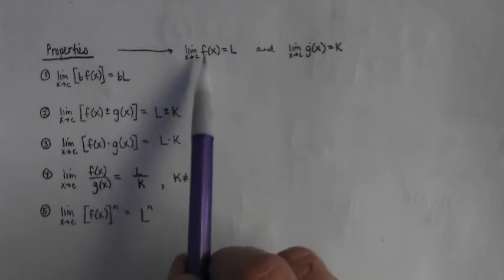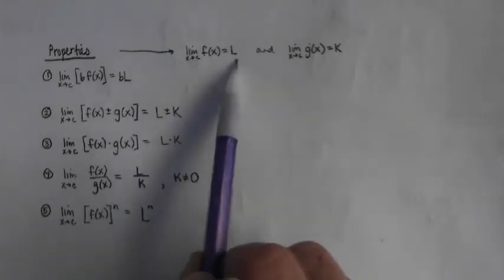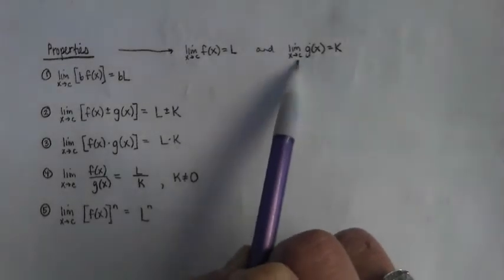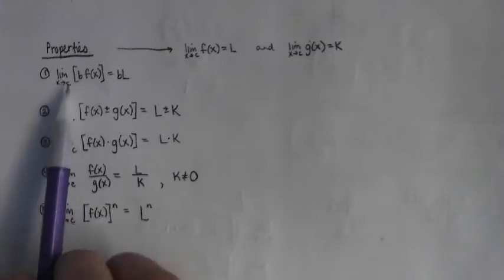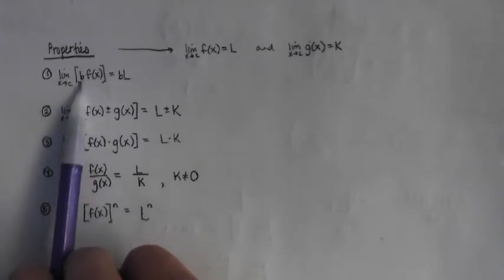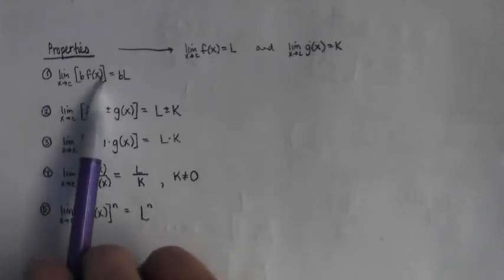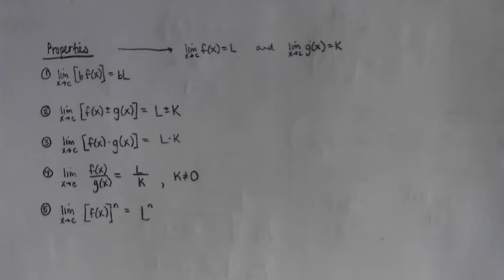This tells us that the limit of f of x as we approach c is going to be defined by capital L. And the limit of g of x as we approach c is going to be defined as capital K. So if you're looking for the limit of your function f, but there's a coefficient of b out in front, then you can just take the limit of your function, which is L, and put that coefficient b in front of that limit answer, and that's the same thing.